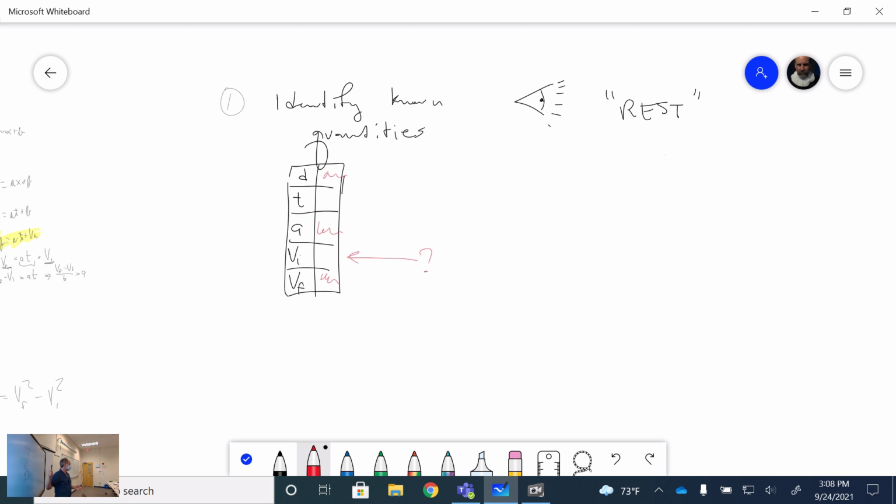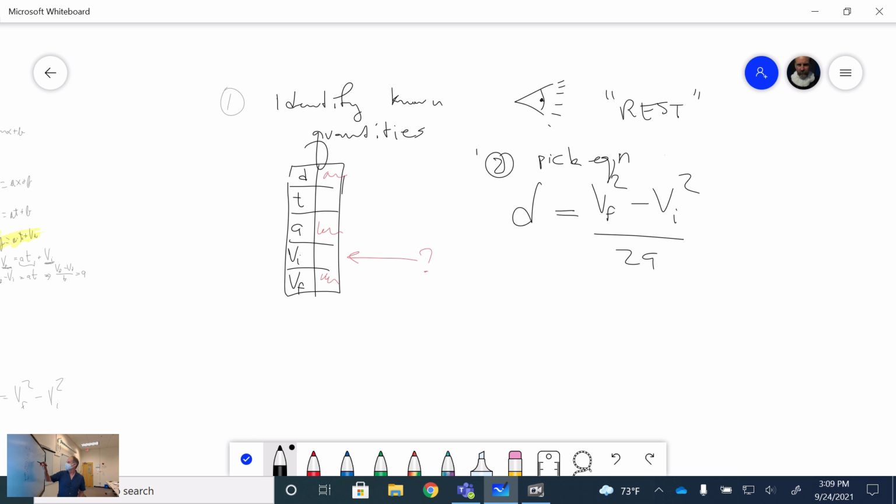I'm not going to try to scan back because I'll screw up the technology. But an equation that doesn't have time in it is d equals v final squared minus v initial squared over 2a. So step 1, step 2, pick an equation. I'm sorry this is so messy, I'm rushing.